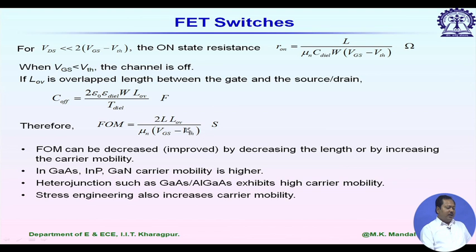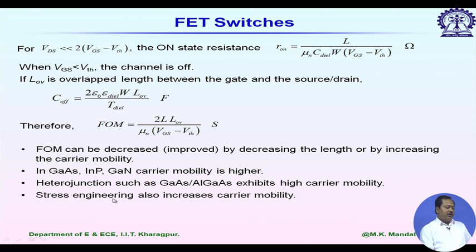So, how can we decrease VTH? We can increase the dielectric constant of the insulator we use, and the thickness of the insulator should also be as small as possible. Another way, we can use some group 3 group 5 material in which carrier mobility is very high, for example, gallium arsenide, indium phosphide or gallium nitride. If the carrier mobility is higher, we can expect that R on will be much smaller.